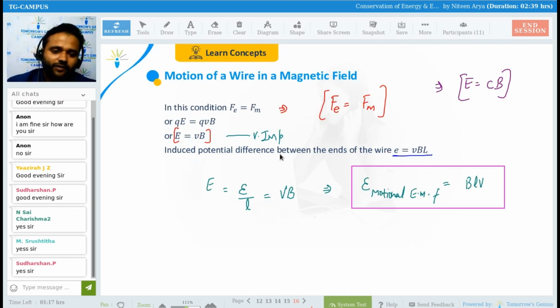Okay, so due to this electric field, I have electric force, electrostatic force Fe, which is equal to the magnetic force Fm, which is QE equals QVB. So E equals VB, and then E equals EMF, which is also known as motional EMF or induced EMF, because of motion of wire. That is why I said motional EMF. This symbol, or you can write small e also, BLV. Is this clear, everyone? Clear now? What is happening here?